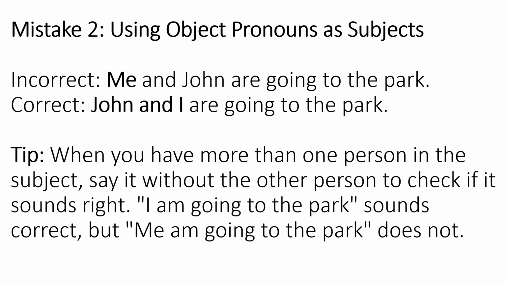Mistake number 2: using object pronouns as subjects. Incorrect: Me and John are going to the park. Correct: John and I are going to the park. Tip: when you have more than one person in the subject, say it without the other person to check if it sounds right. I am going to the park sounds correct, but me am going to the park does not.